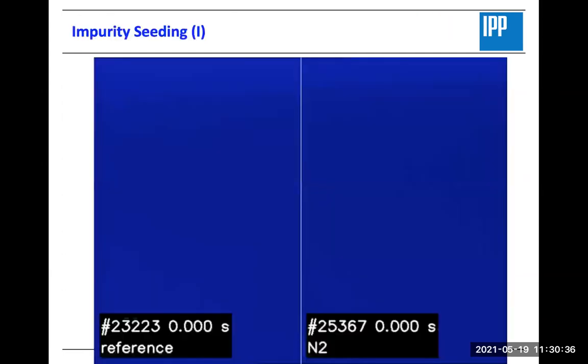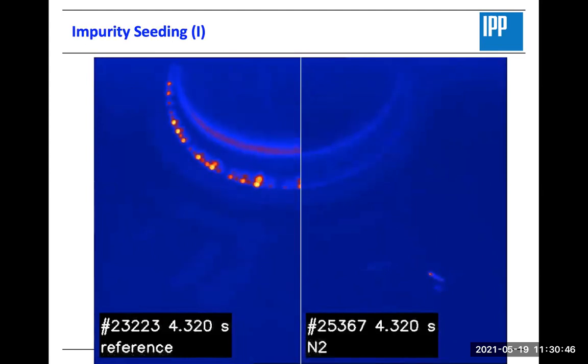So, how does this look in the experiment? Here you see on the left the reference case of ASDEX Upgrade without seeding, and on the right with seeding. What you see here are the corners of the tiles that are mounted to the target. In the left case, they start to glow because they receive so much heat. In the right case, we have introduced nitrogen as a radiator and everything is fine. This just demonstrates that impurity seeding does its job in a device like ASDEX Upgrade.